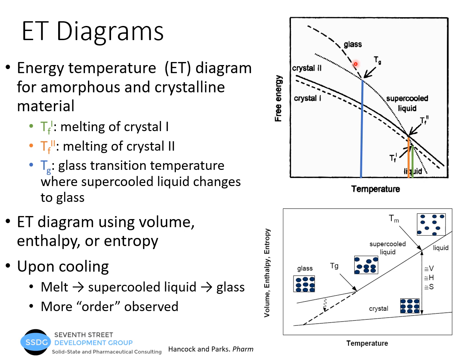We can also have an energy temperature diagram with volume, enthalpy, or entropy. And again, we have the same relationship with temperature. At high temperatures, we have the liquid. As we cool down, we have the supercooled liquid, and you can see that it's a little more ordered than what you see in the melt. Then as we go even lower, below the glass transition temperature, we transform into the glass. So we have the melt to the supercooled liquid to the glass, and you can see that more order is observed as we go to lower temperatures.